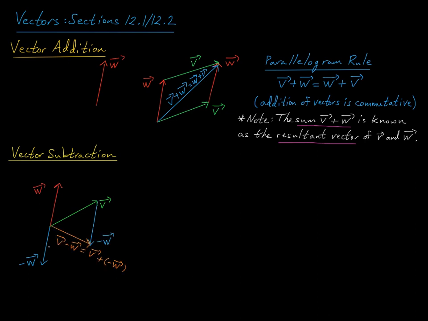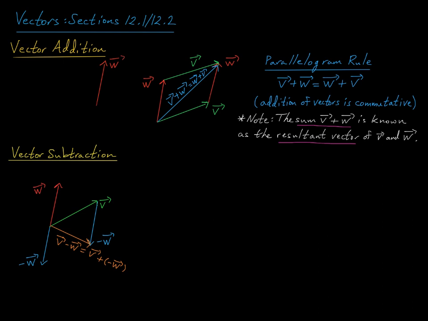So to add negative w to v, right, I'm going to attach the tail of negative w to the tip of v, as you see right here in blue, and then the resultant vector is going to run from the tail of v to the tip of negative w, and you get this vector here in orange, right? So v minus w here is the same as v plus the opposite of w.